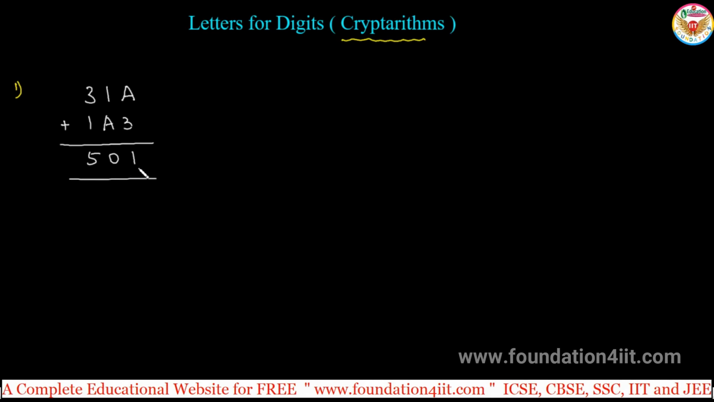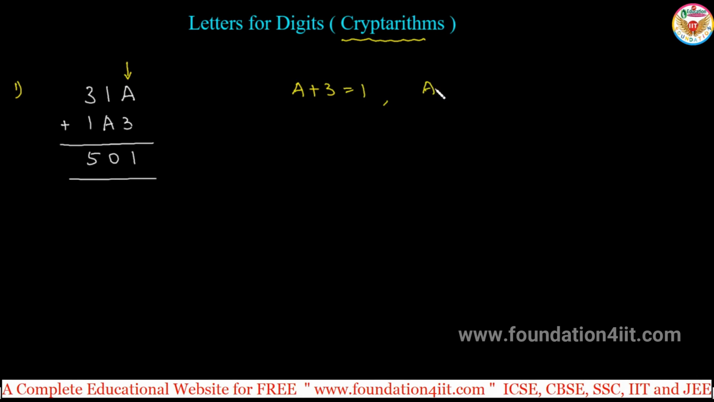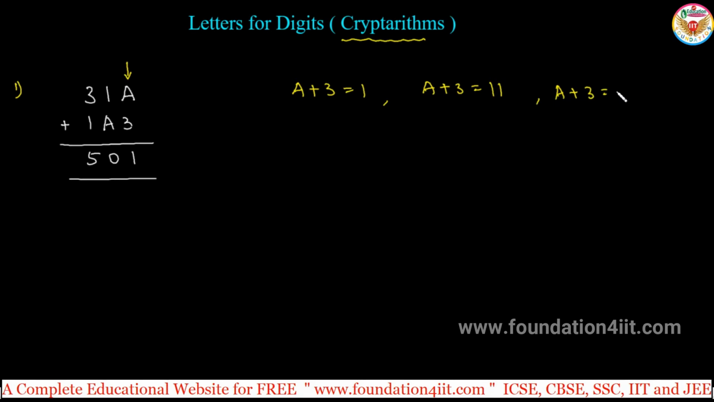Now these types of questions, some we can guess the answer by seeing. And as per the rule, first we need to take the units place. A plus 3 must be 1 in the units place in this case. So A plus 3 is equal to 1, or A plus 3 is equal to 11, because the units place must be 1, or A plus 3 is equal to 21, so on. So 31, 41, so on.